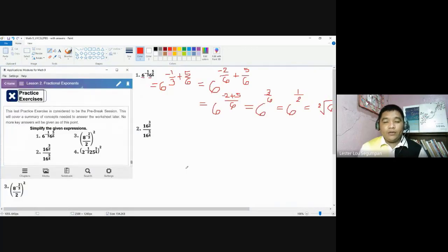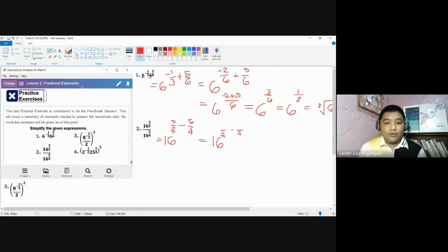But again, we will use first the important laws of exponents. Here, we do have the same base of 16. So you copy the 16. But instead of adding the exponents, since they are under the operation of division, let's subtract the exponents. So you have here 3 halves minus 5 fourths. Okay, and the LCD is 4.